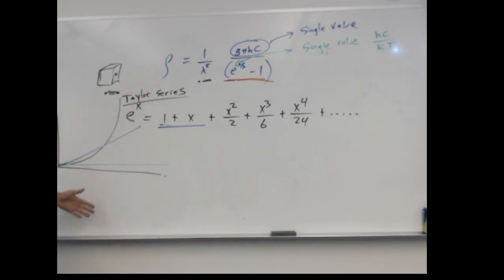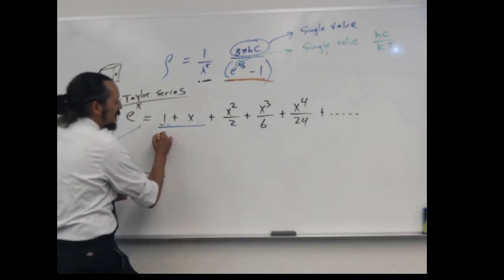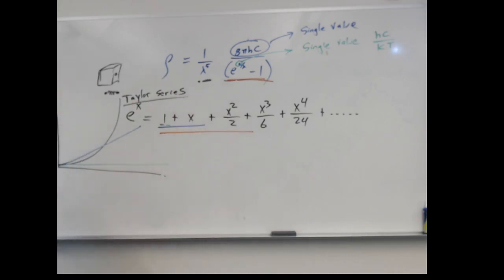Still not great, right? It's kind of going in the right direction at least, but it's still not matching the function very well, until we get to 3 terms. We have e to the x, and we replace it with 1 plus x plus x squared over 2, and now we've got something that looks like this. We're starting to get something that actually resembles the curve. If we can tolerate that amount of error, it's fine.